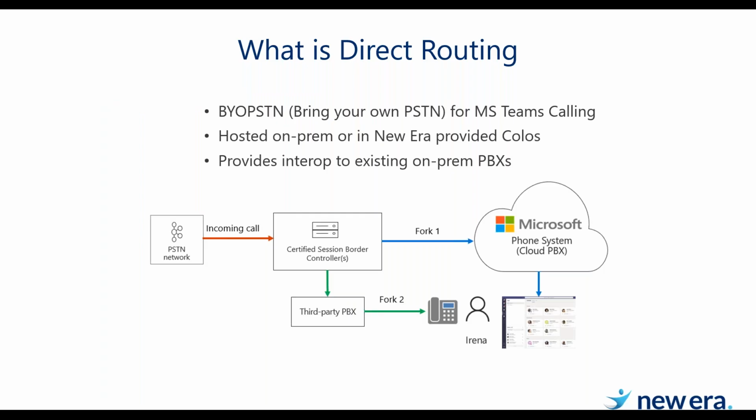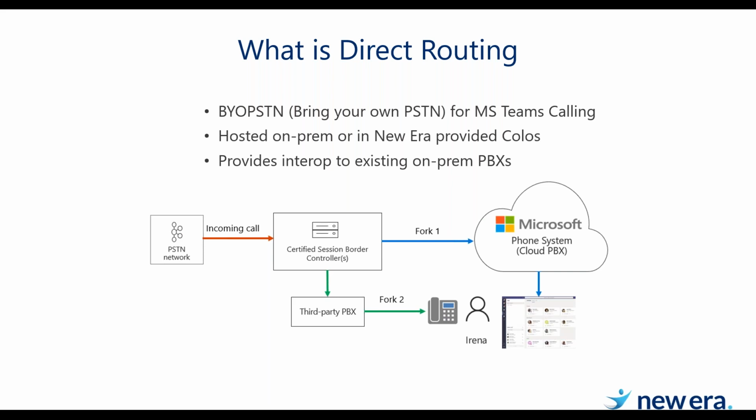All right, we're going to get into some direct routing. Direct routing is Microsoft's bring your own PSTN. So what does that really look like? It means that you have session border controllers that are either on-prem or hosted through New Era that terminate the connections into Microsoft's O365 environment, into your Microsoft tenant, and provide PSTN services to your existing on-prem system, whether it's Cisco, Avaya, Mitel, NEC, whatever you might have, as long as it's SIP capable. I'll touch on that in a second. That is not a requirement either. And it provides interop for existing on-prem systems.